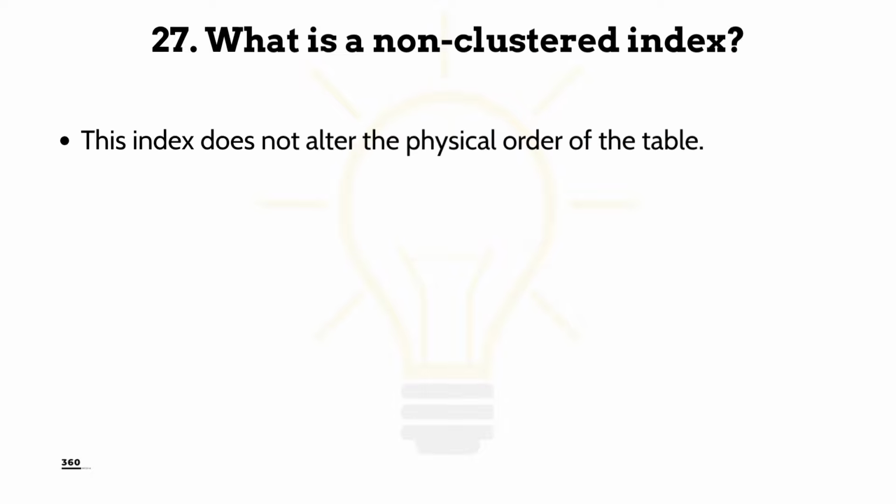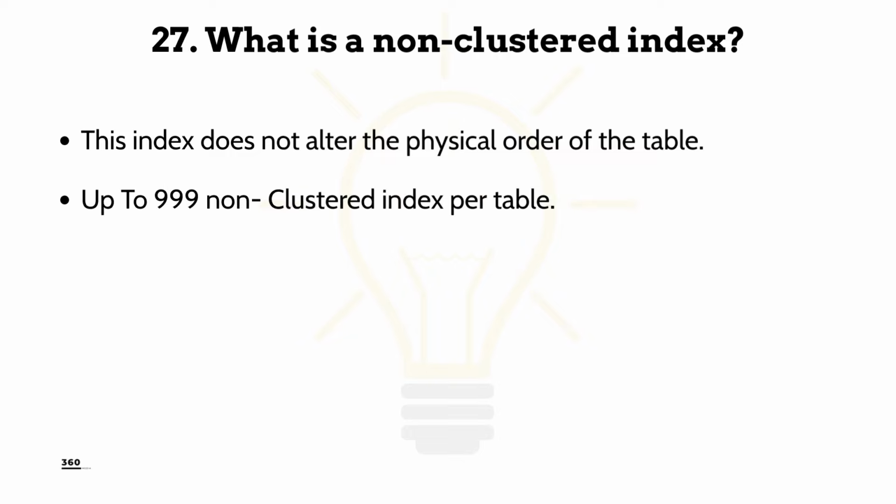The last index in this section is the non-clustered index. The non-clustered indexes do not alter the order of the table. It maintains the logical order of the data. You can have up to 999 non-clustered indexes in a table.